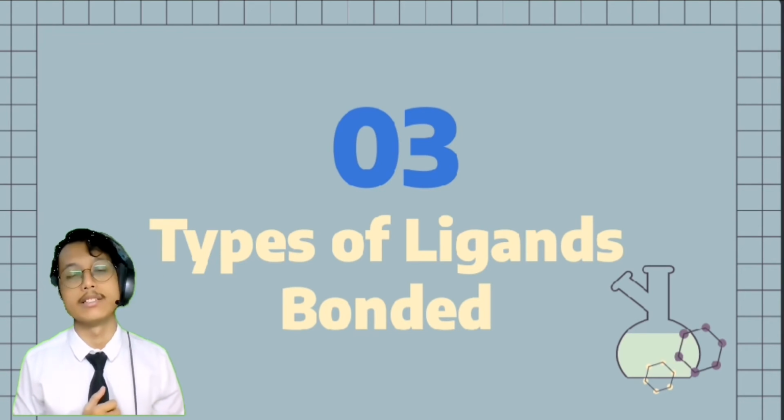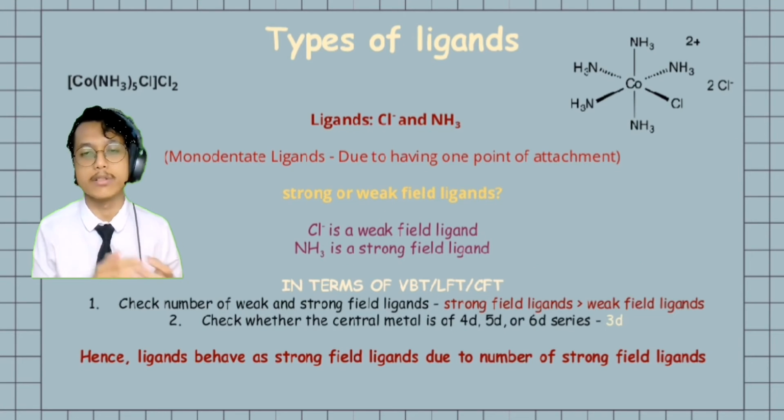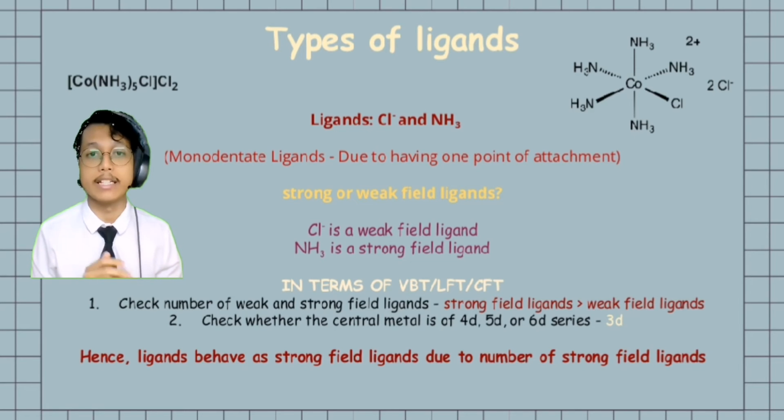Next, I will explain about the type of ligands. First, we must know the type of ligands that are present in chloropentamine cobalt trichloride. They are chloride and ammonia, which are monodentate ligands due to having one point of attachment. Next, we must know whether each is a strong or weak field ligand. Chloride is a weak field ligand and ammonia is a strong field ligand.